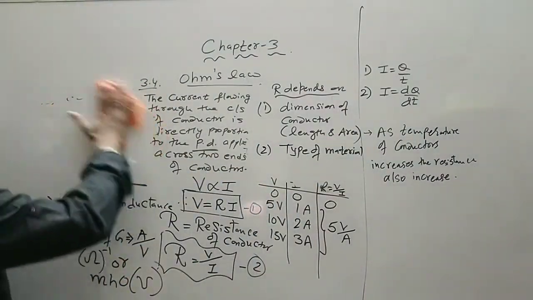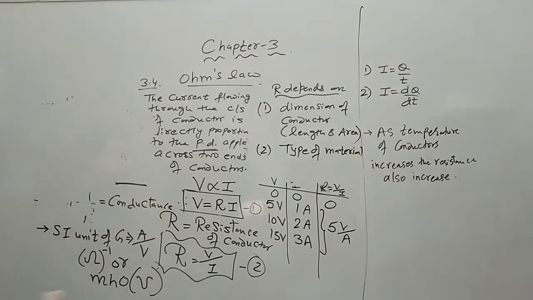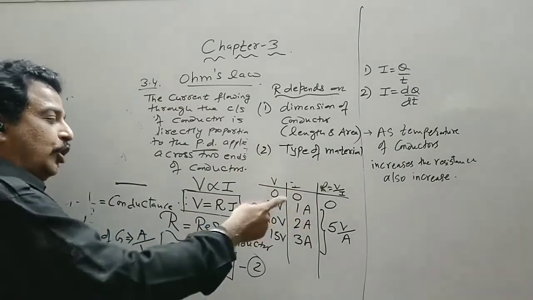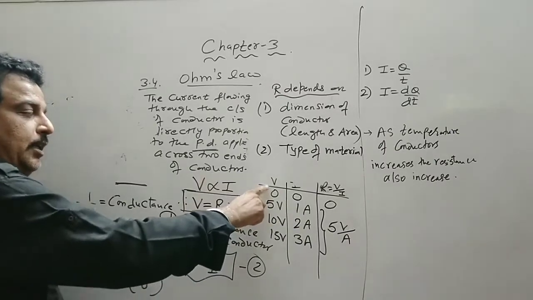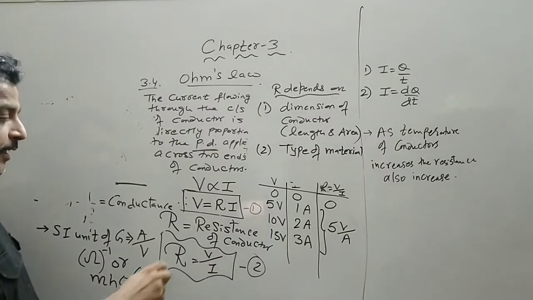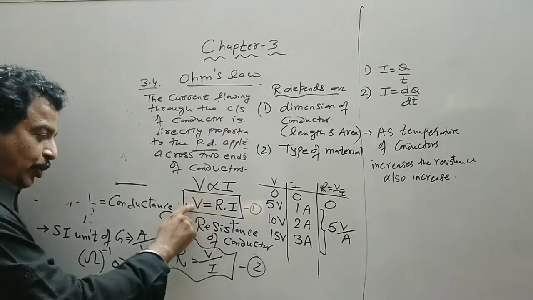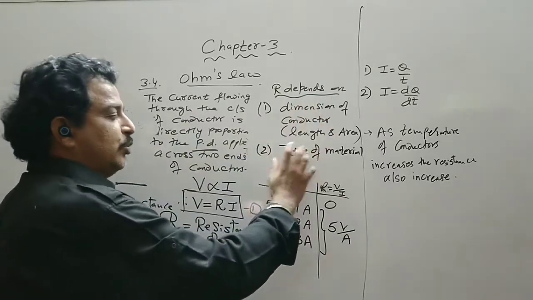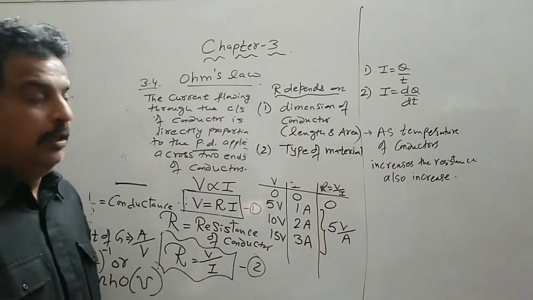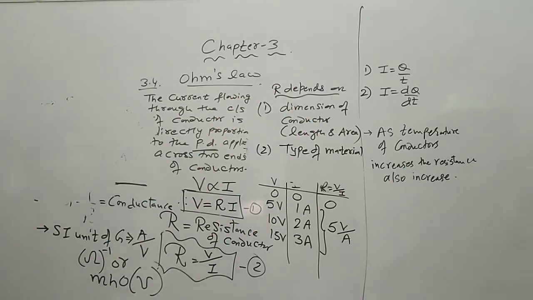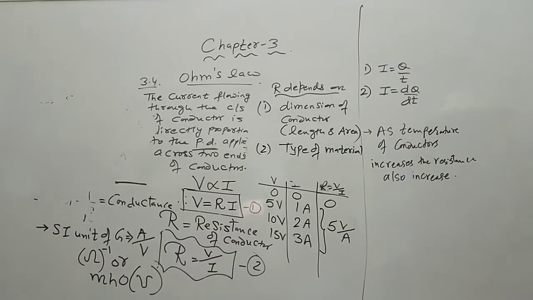It depends on the length and the cross-sectional area of the conductor through which I is flowing, or across which V, the potential difference, is created. So remember, R does not depend on V and I. In fact, it depends on the dimension of the conductor as well as the type of material, and indirectly we can say it also depends on the temperature of the conductor.